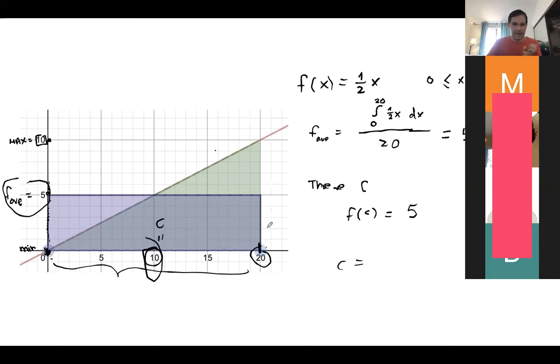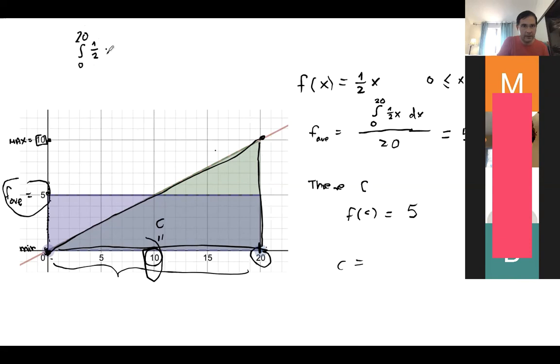Okay, so let me say a second about why this might be useful for computing definite integrals. On one hand, if you look at this triangle, what is this triangle? This triangle is the integral from 0 to 20 of the function f, which is 1/2 x dx. This is exactly this triangle.